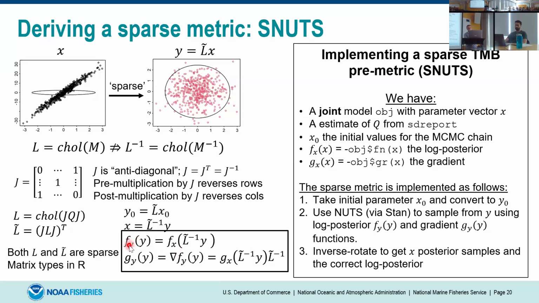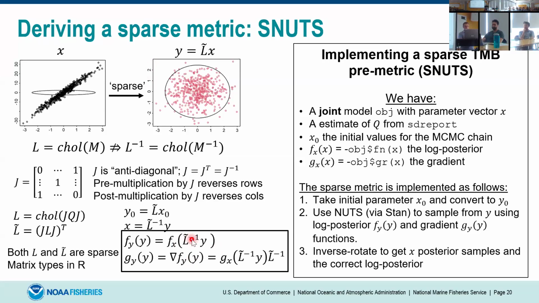Okay, so what we wanted, remember, from this box is fy of y. Well, okay, that's f of x. How do I get x? So I know y is L tilde times x. If I pre-multiply by L tilde inverse, I get L tilde inverse times y is equal to x. That's how I go from y to x: I pre-multiply by the inverse of L. So I can go back and forth between x and y, just rotating, derotating, etc.